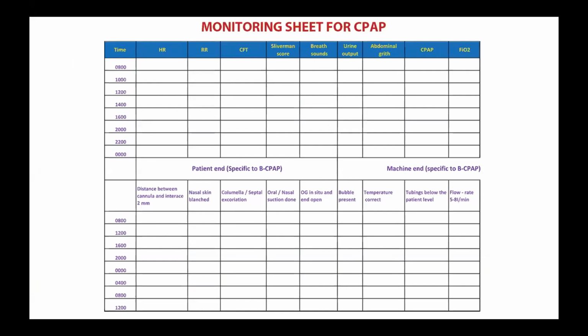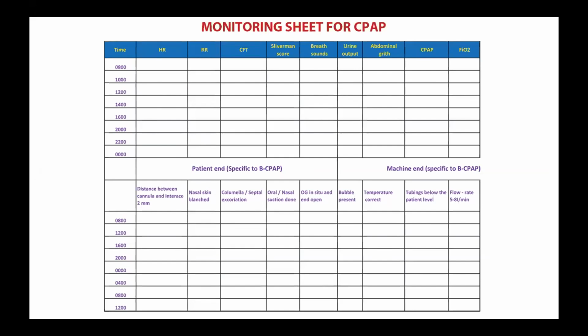The most important things which you need to monitor are heart rate, respiratory rate, capillary refill time. And if you're giving slightly higher pressures than what the baby requires, the chest could be hyperinflated and the CFT could decrease because of the decreased venous return. So increased CFT is a marker of chest hyperinflation or high pressure. So keep a watch on the CFT, and it could be one of the earliest markers that your pressure is high.